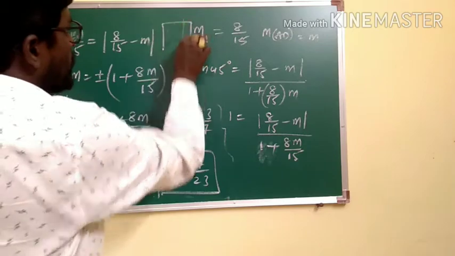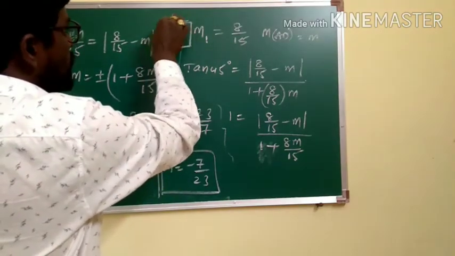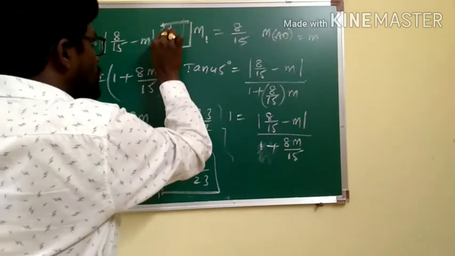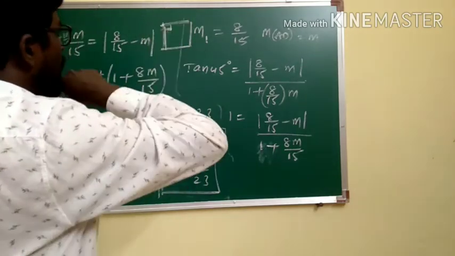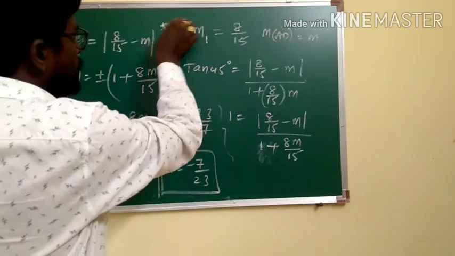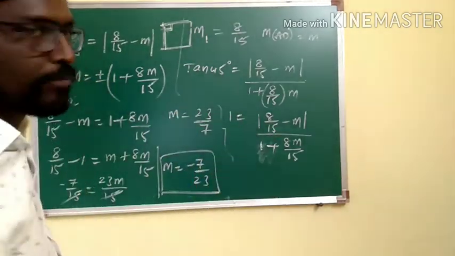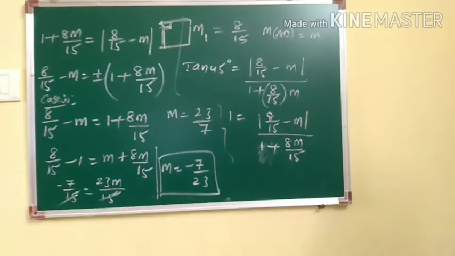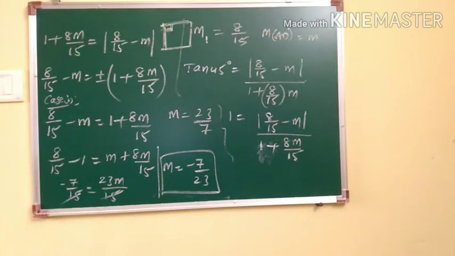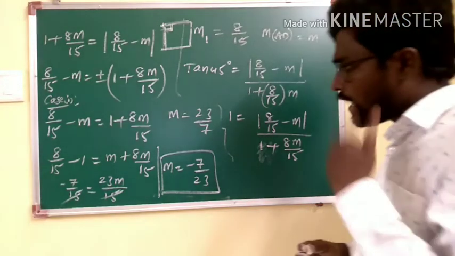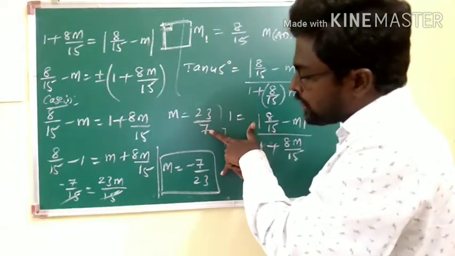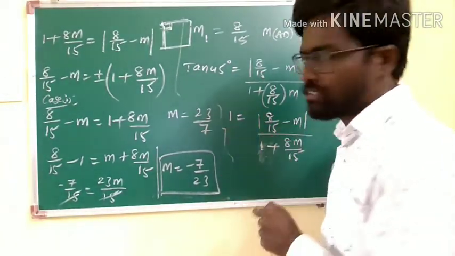In a square, these two lines are perpendicular. When two lines are perpendicular, the product of their slopes must be minus 1, because m1 into m2 equals minus 1. That is why I said very confidently that if you solve for the other slope, you will get 23 by 7, because the product of these two, m1 into m2, is going to be minus 1.